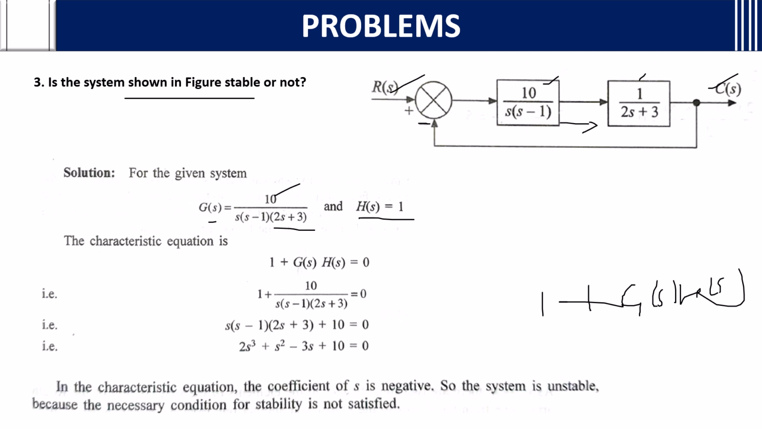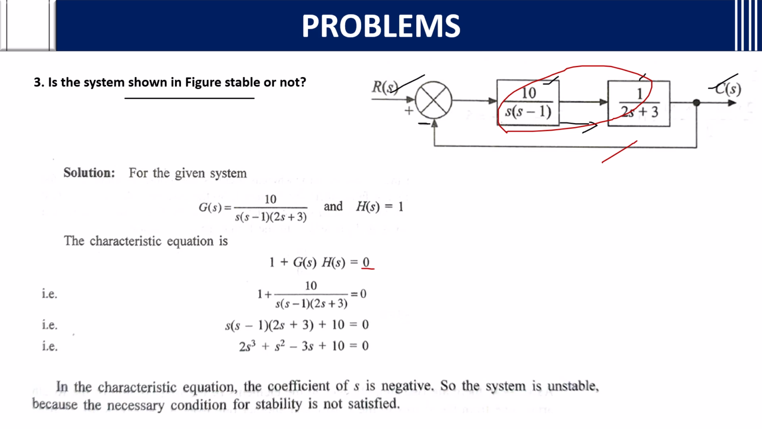Here what we require is the characteristic equation. The method here is 1 plus G of S into H of S; what is present in the numerator should be equal to 0. That is the characteristic equation. As you have G of S and H of S, they are not asking here for the transfer function. Transfer function means G of S by 1 plus G of S into H of S.